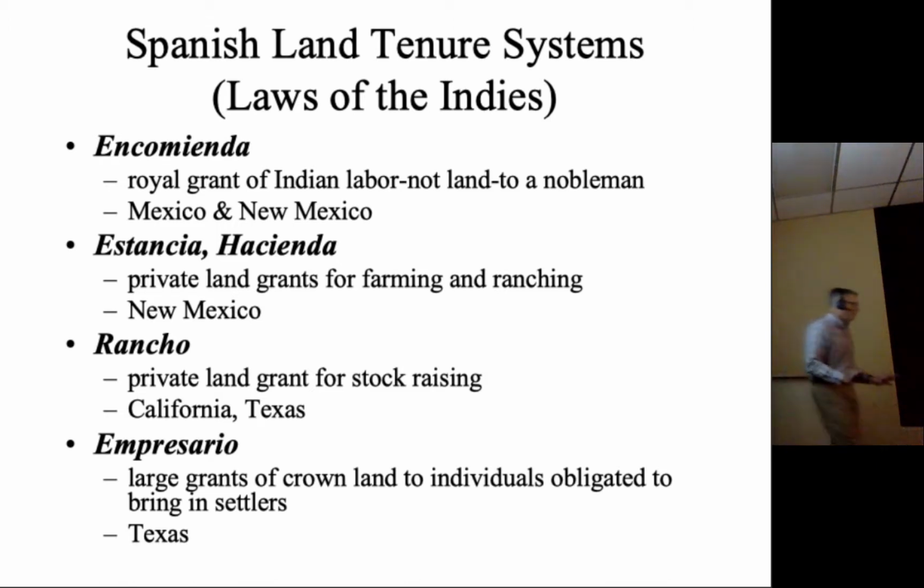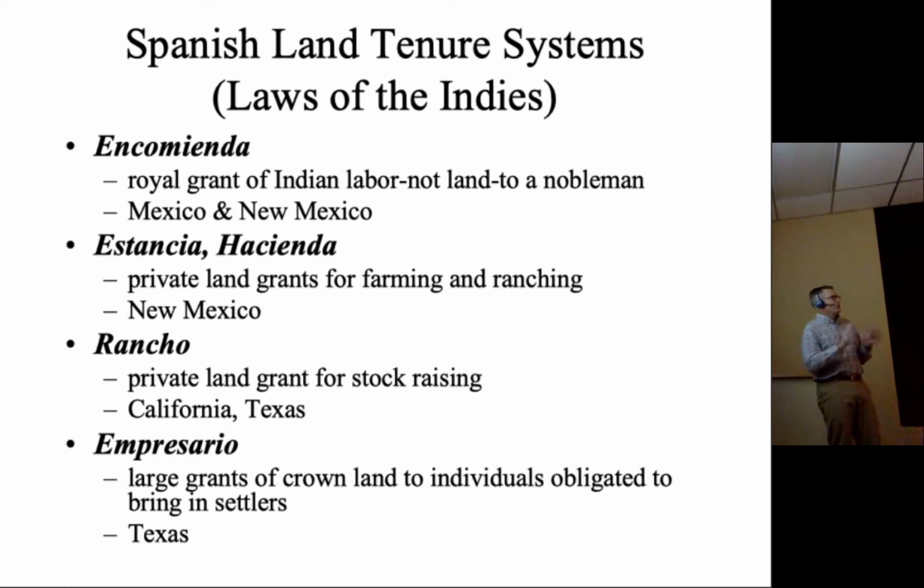And none of them were very successful at all. About the only place where you do find some significant success in Spanish settlement is in New Mexico. The rest of these were largely unimpressive.